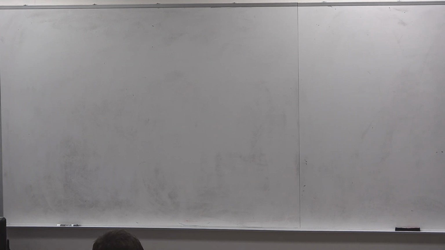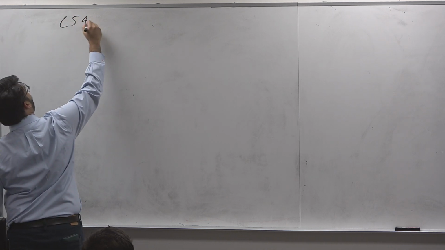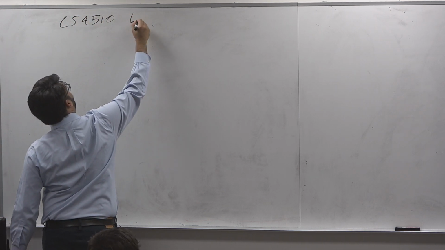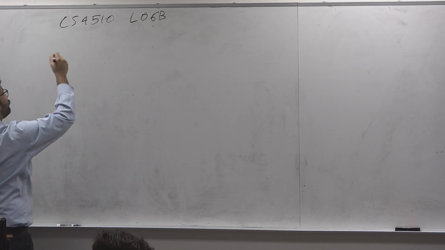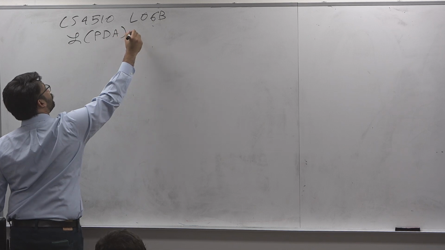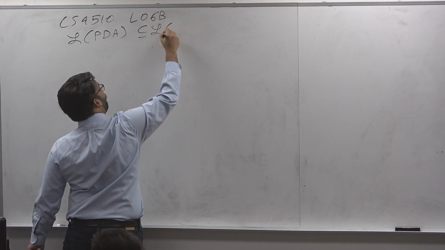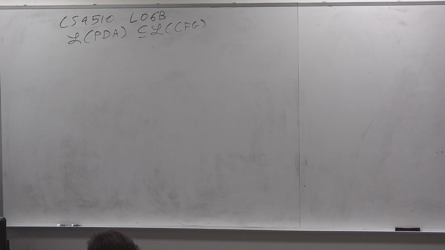Today we are going to prove, this is CS4510, L06B. Today we're going to prove that every language which is decidable by a pushdown automaton has a context-free grammar. Now, two comments about this. First off, we are doing a real if and only if proof. And we've kind of skipped over a lot of them.